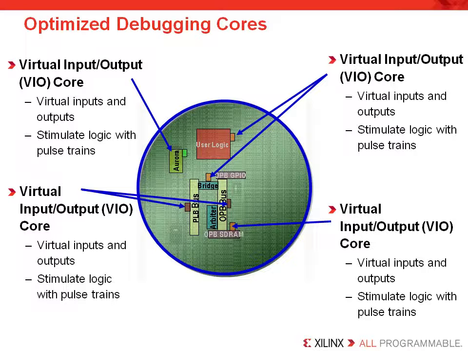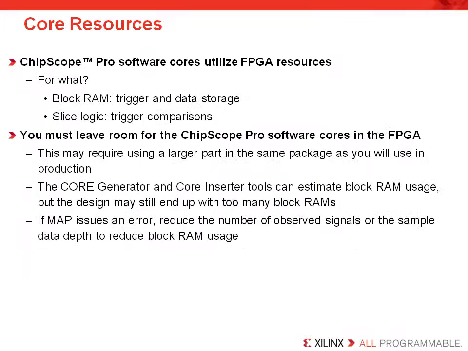The ChipScope cores use FPGA logic resources in their construction. Block RAMs and slice resources are used for storing trigger conditions and data. The FPGA slice resources can also be used for comparing the internal signals with your trigger conditions. The ChipScope cores will require a significant amount of resources, so you will have to plan on leaving room for them in your FPGA. This sometimes means that users have to use a larger part for testing and prototyping and then use a smaller part in this same package for production.